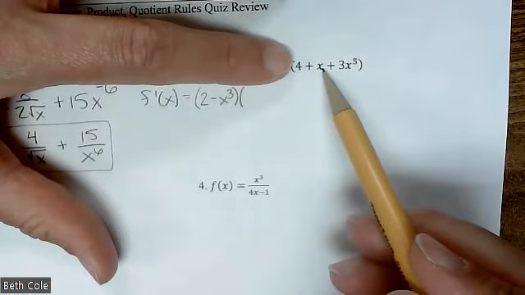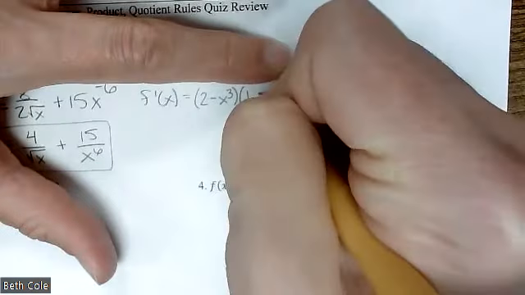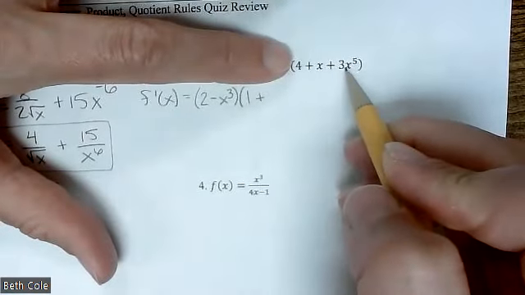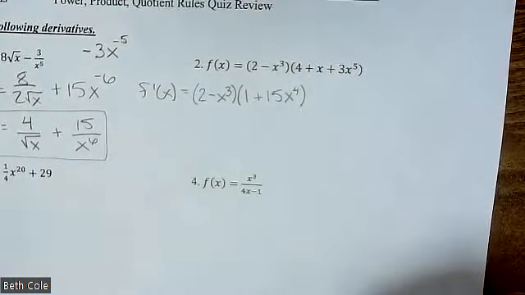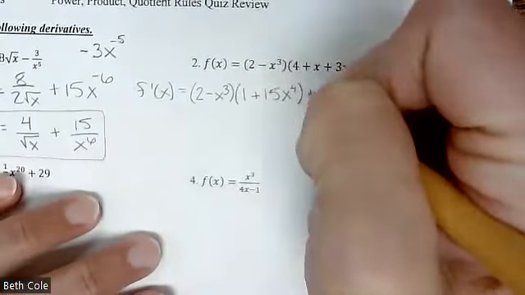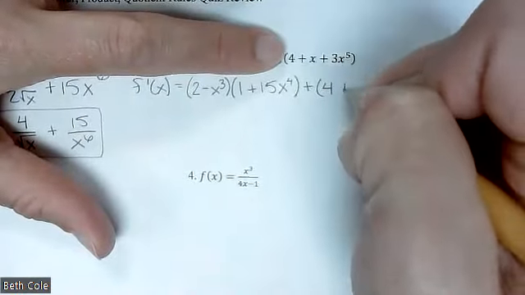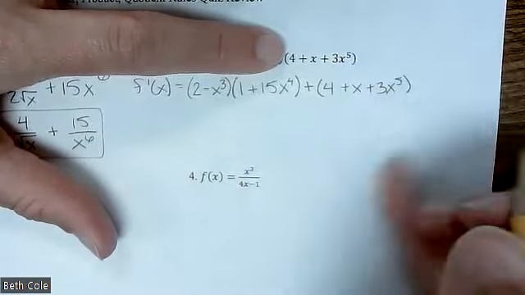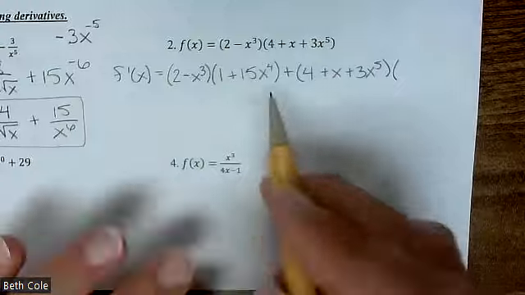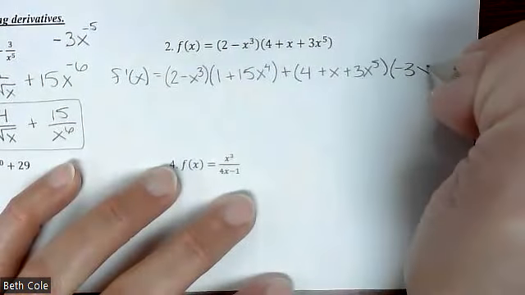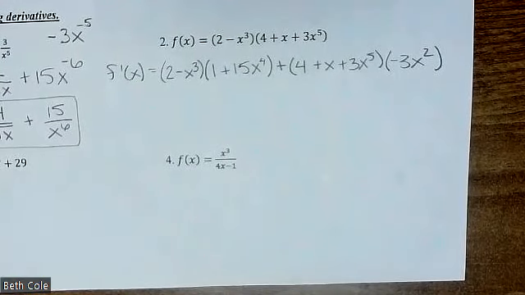X is a little tricky. That gives you what? Good. 1 because it's 1x to the first. All right, plus. Good. 15x to the 4th. Perfect. Close parenthesis. Then what? Yep. Add. So plus the second thing, the second function. So just copy all of that down. Times derivative of the first thing, which would give you what? -3x squared.